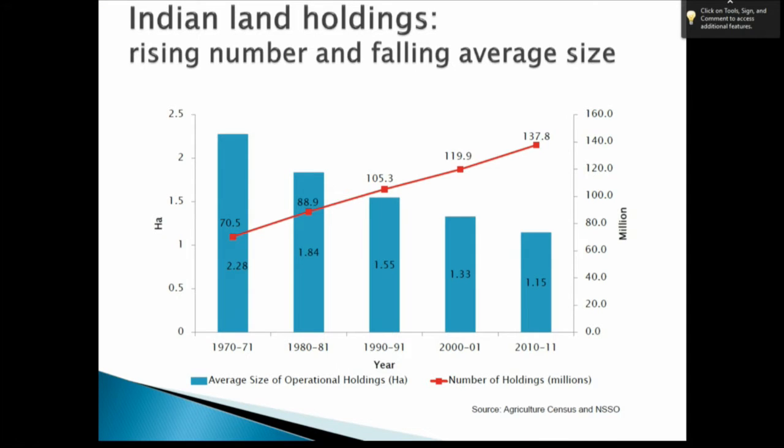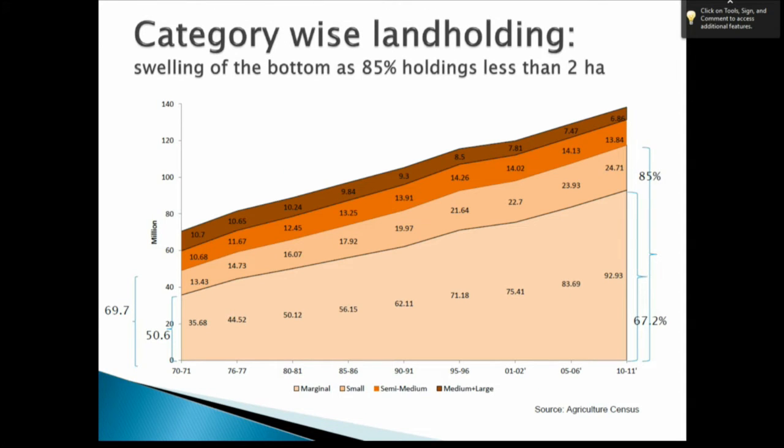So to begin with, very clearly, and that's well established, our average land holding size has been falling. We were 2.28 hectares in 1970-71 and 1.15 now. But the number of land holdings has increased from 70 million to about 138 million today. It's important to see this graph. This basically talks about what we say is the swelling of the bottom line in the case of India.